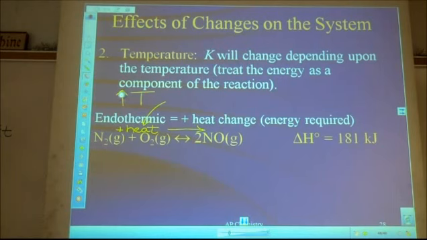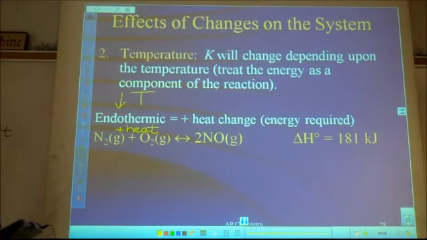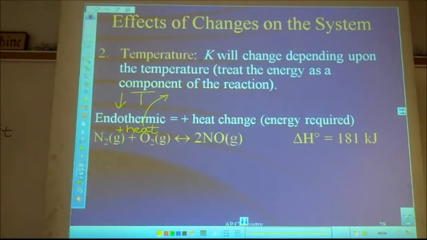If something says that you're lowering the temperature, you turn the air conditioning way up, it gets really cold in here. Lowering the temperature is equivalent to removing heat. Where is heat? Here it is. I'm going to take some out. Which way is it going to shift?